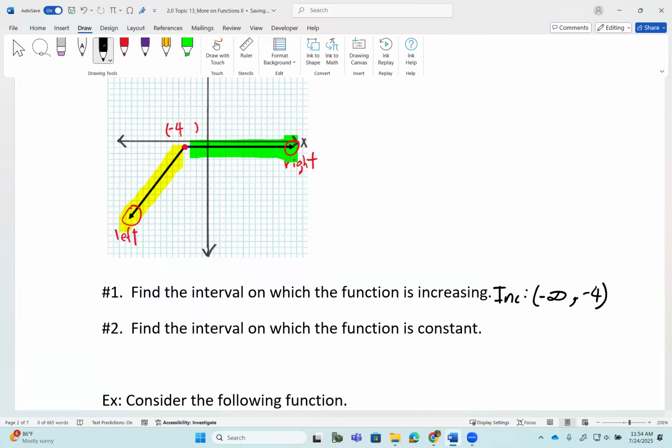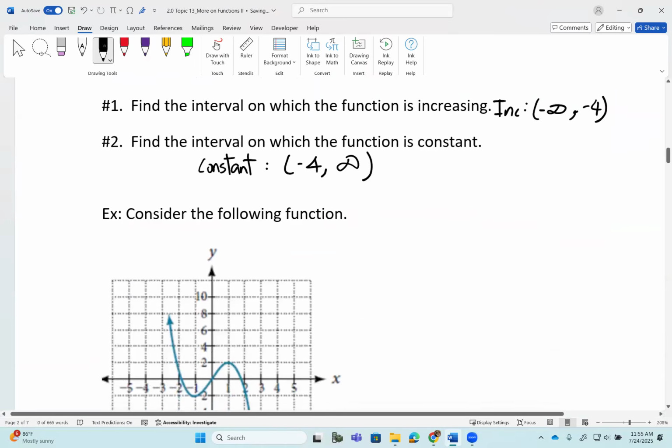On the interval which the function stays constant, it stays constant from negative 4, keep on going to the right to positive infinity. There you go.